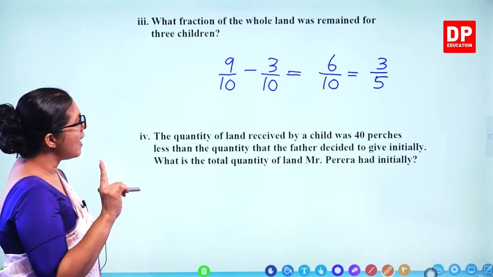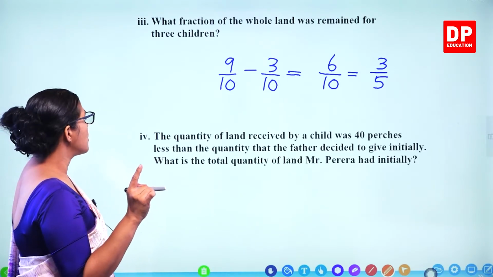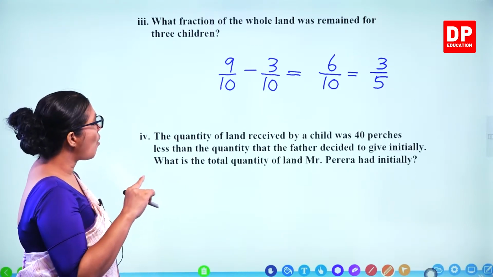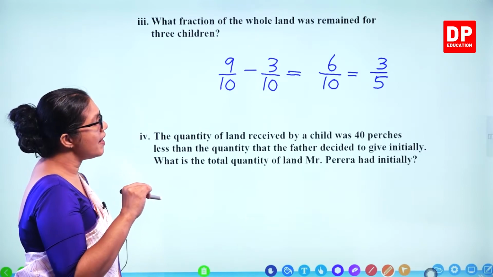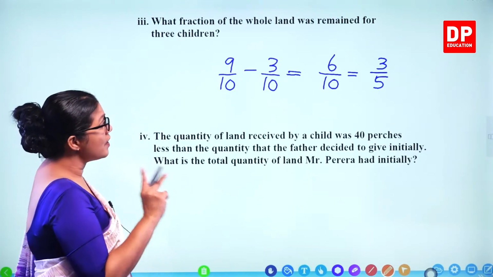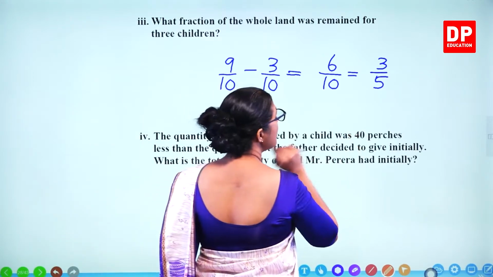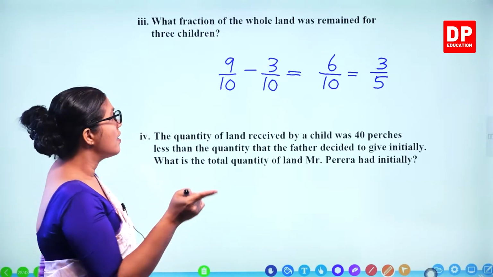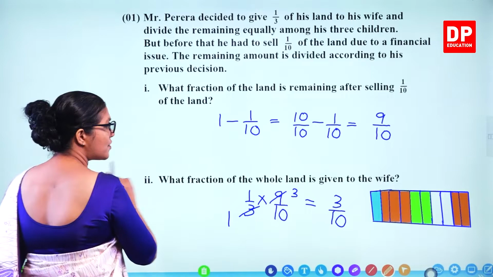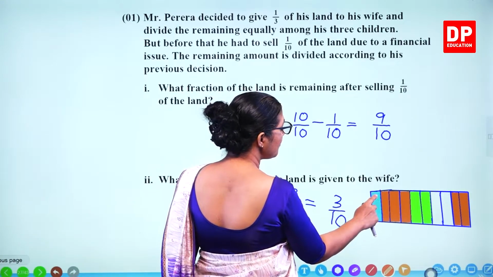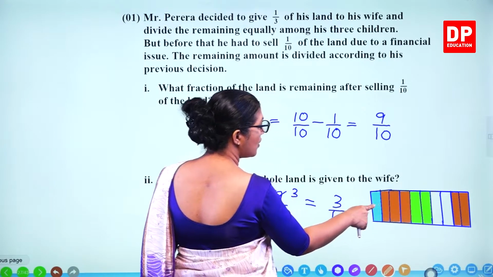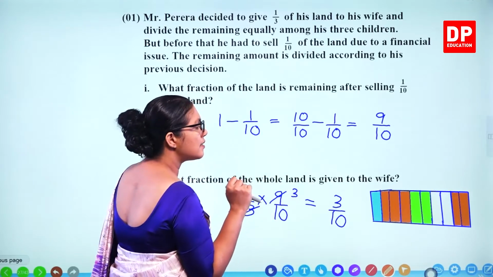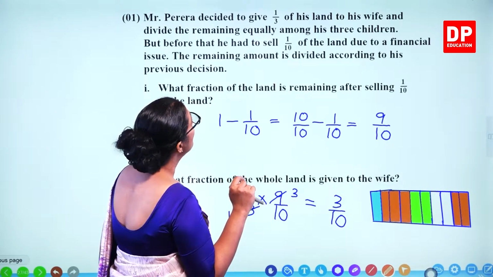Then the quantity of land received by a child was 40 perches less than the quantity that the father decided to give initially. What is the total quantity of land Mr. Perera had initially? So the difference between the two things is 40 perches. So now we have to find out, if he gives 1/3 to his wife and the remaining part equally divided, what's the part one child gets?